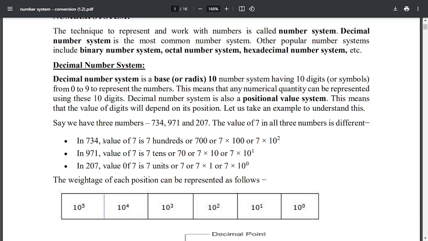So different positions have different values: 10 power 0, 10 power 1, 10 power 2. These are the weights present at the different positions.